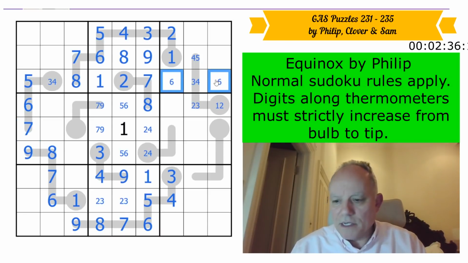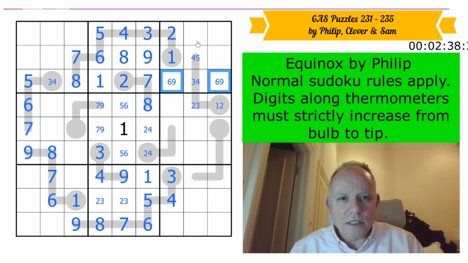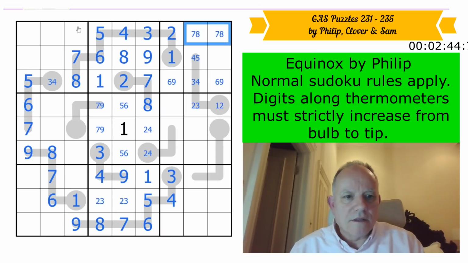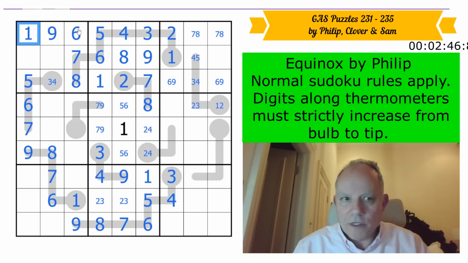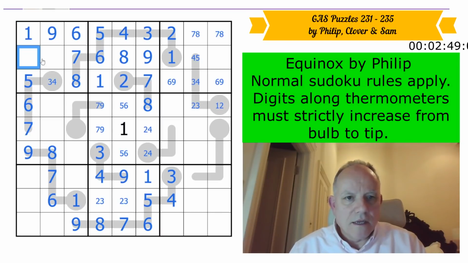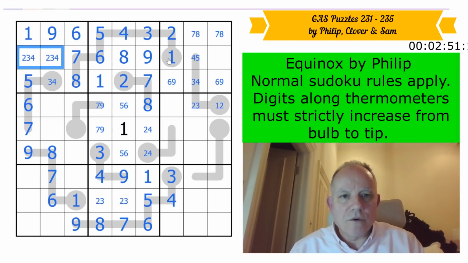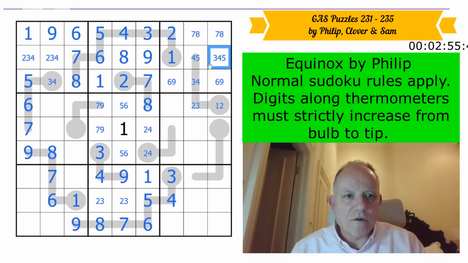6 and 9 to go in this box. 2, 1, 6, 9. 5, 4, 3, 2. This is an 8, 7 pair. This is a 1, 6, 9 triple, which can be filled in. Then we're left with a 2, 3, 4 triple. And that's from 3, 4, or 5.